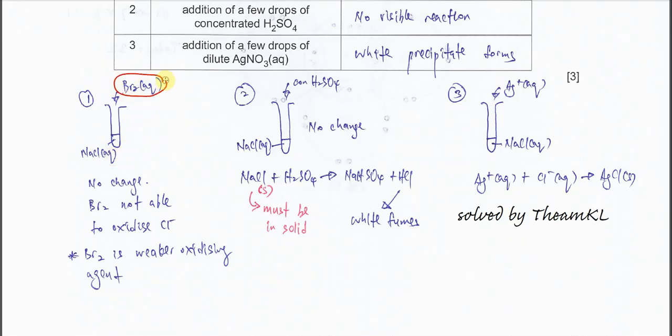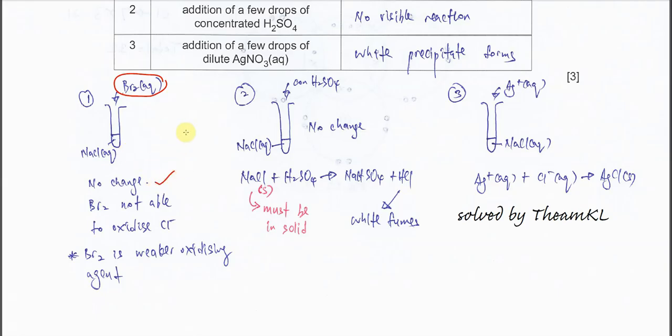Bromine is brown in color. When this solution is added to the sodium chloride, if there is no reaction, the whole solution would turn brown. This is normal. What we are going to see is no change, which means no reaction: bromine, brown in color, is added to a colorless solution, and the solution turns brown. There is actually no reaction there, so no change.